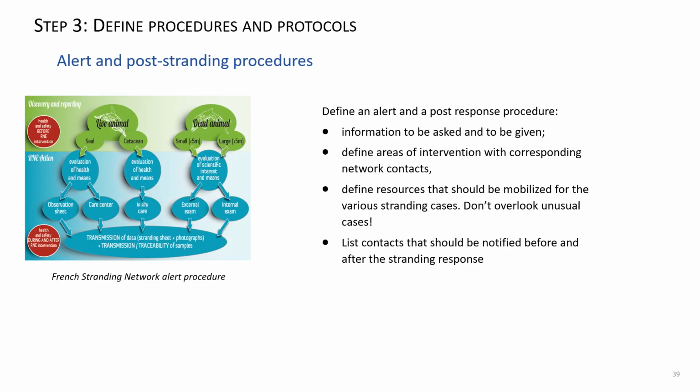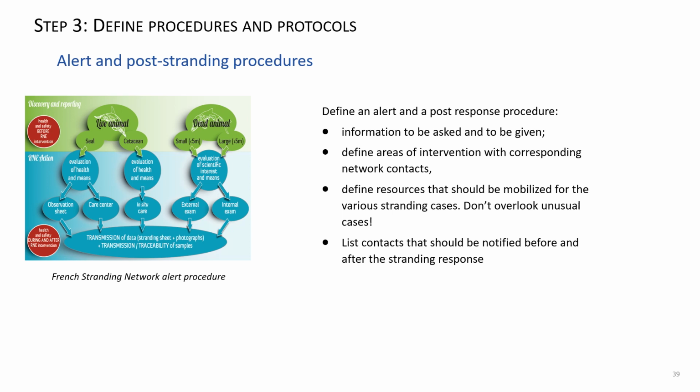First, it is recommended to define alert and post-response procedures. You can draft a call reception form with the information to be asked and to be given to the stranding reporter. You may define areas of intervention with corresponding stranding network member contacts. You can define resources that should be mobilized for various stranding cases: a single individual, a live animal, mass stranding, stranding of a large cetacean, animal distress at sea, oil spill.